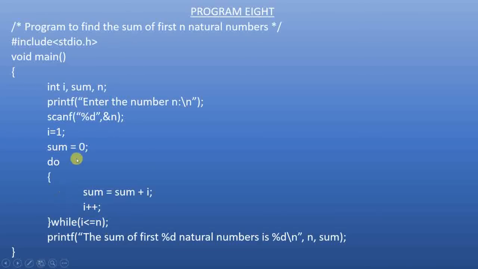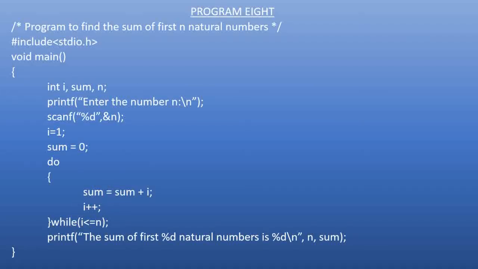Now you jump into the loop right away. You execute the block even without condition checking. This is an exit controlled loop. The condition will be checked at the end of the loop, that is why it is called an exit controlled loop. What is the sum? Sum equal to 0, I equal to 1, sum equal to sum plus I. This explanation I have already given in the previous program.